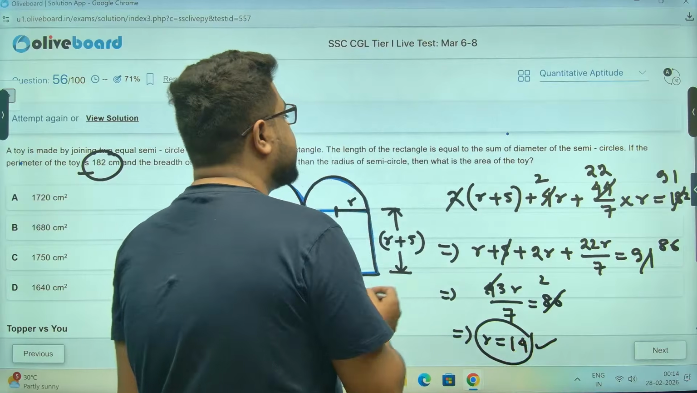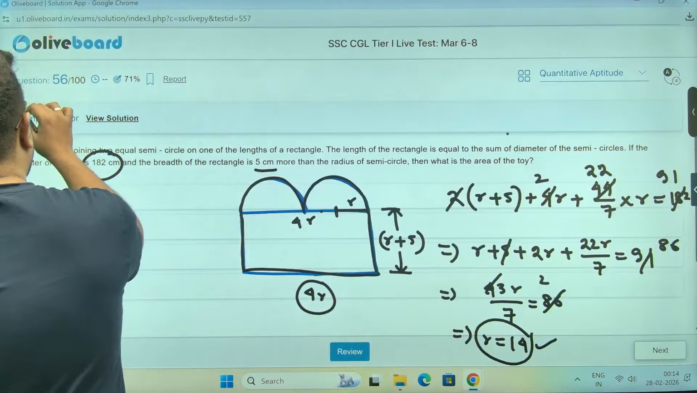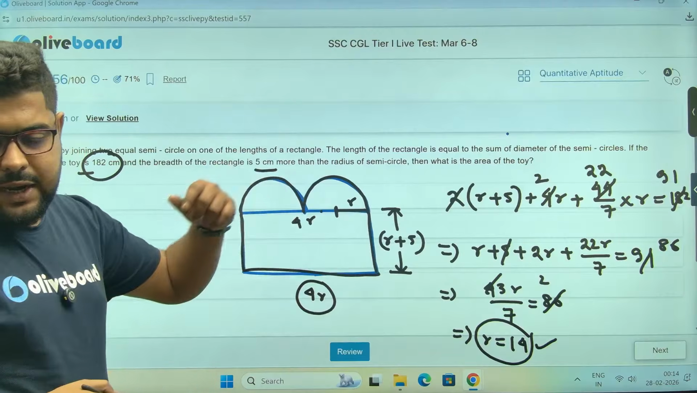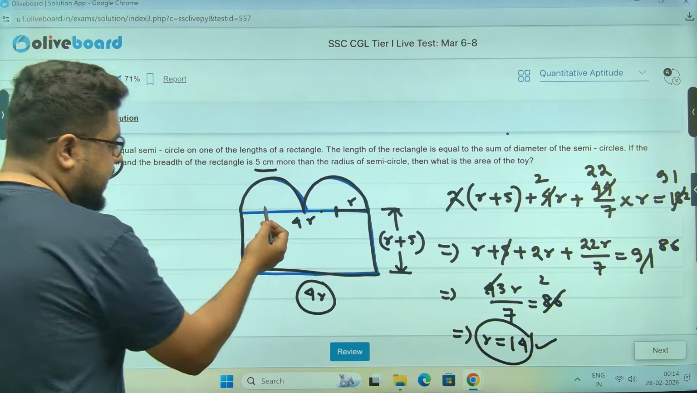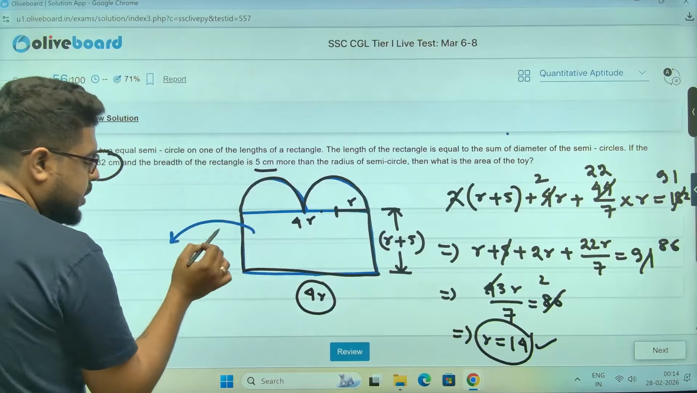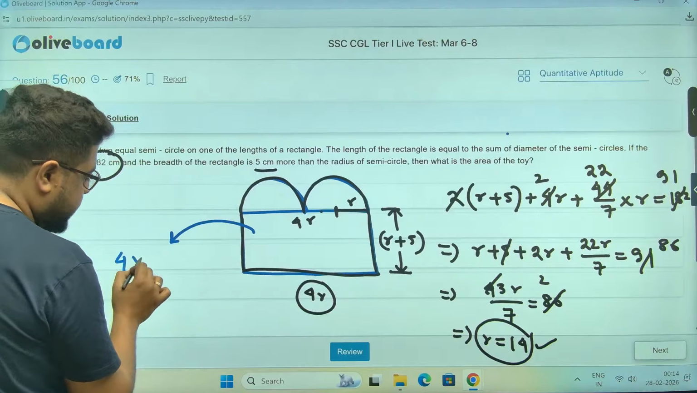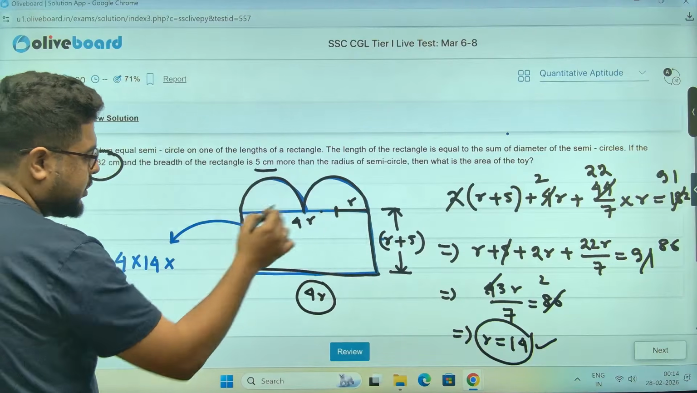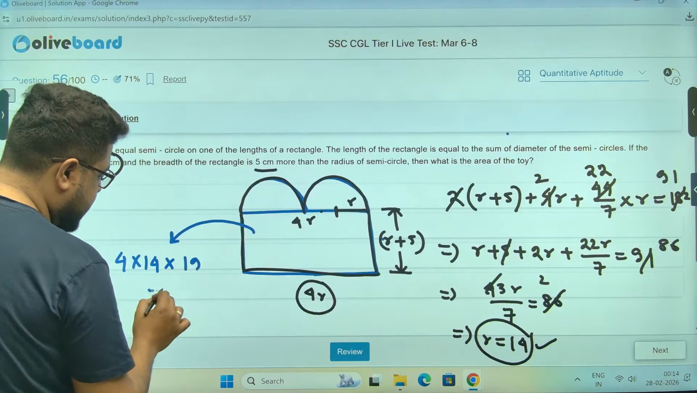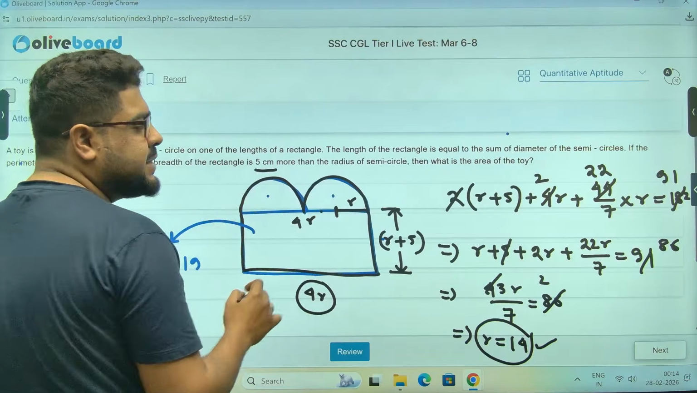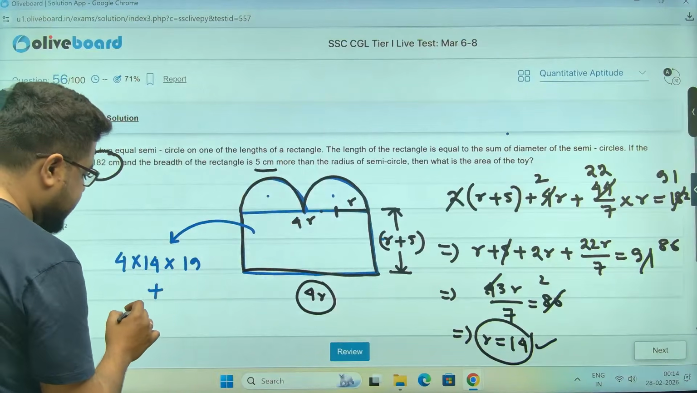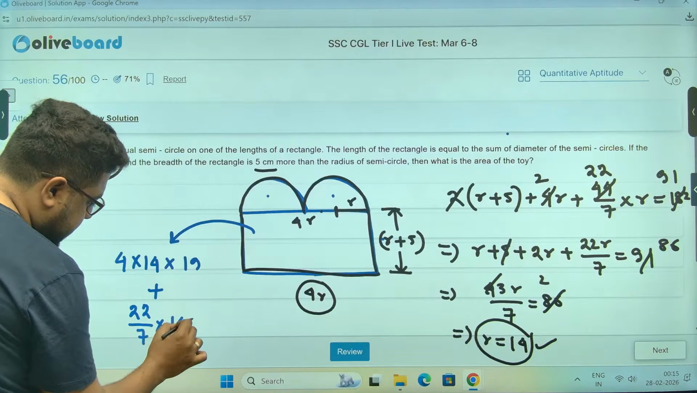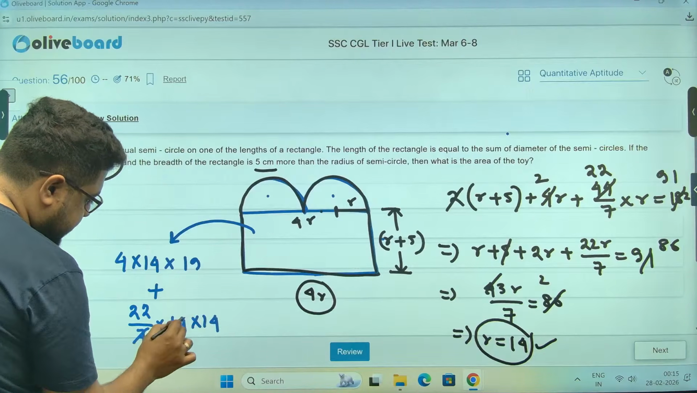Now they are asking, what is the area of the toy? Again, I have to do a little calculation. Area of the toy is the area of the rectangle, which is 4r, 4 into 14, into the breadth r plus 5, 14 plus 5, that is 19, plus the 2 semicircles meaning 1 circle, pi r square, 22 by 7 into 14 into 14.